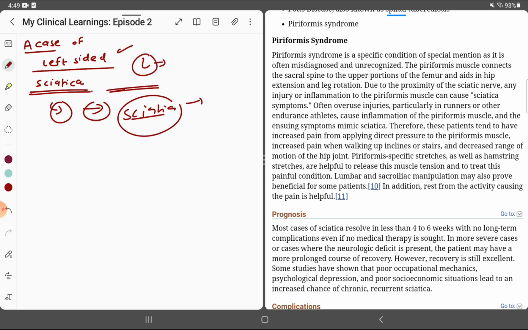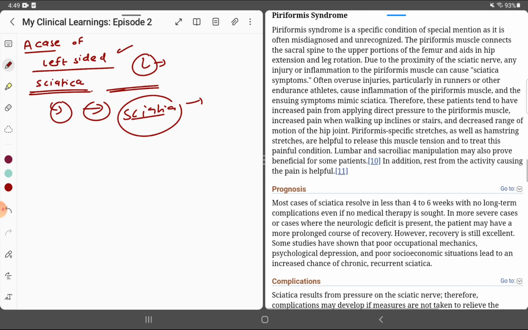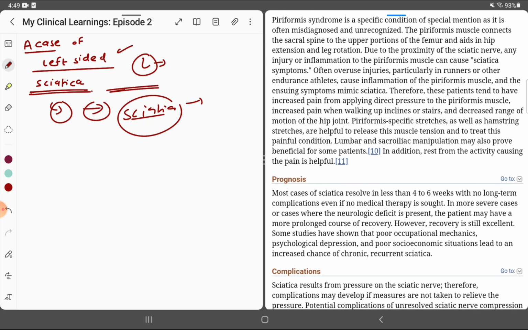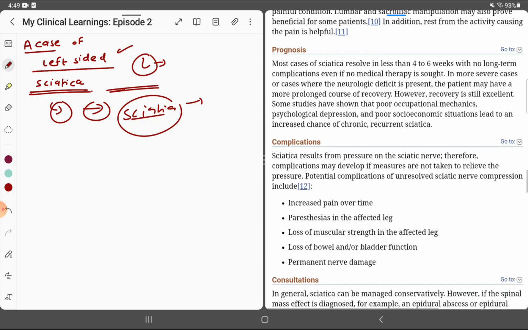This has ensuing symptoms mimicking sciatica. Therefore, these patients tend to have increased pain from applying direct pressure to the piriformis muscle, increased pain when walking up inclines or stairs, and decreased range of motion of the hip joint. Piriformis-specific stretches as well as hamstring stretches are helpful to release this muscle tension and to treat the painful condition. Lumbar and sacroiliac manipulations may also prove beneficial for some patients. In addition, rest from the activity causing the pain is helpful.